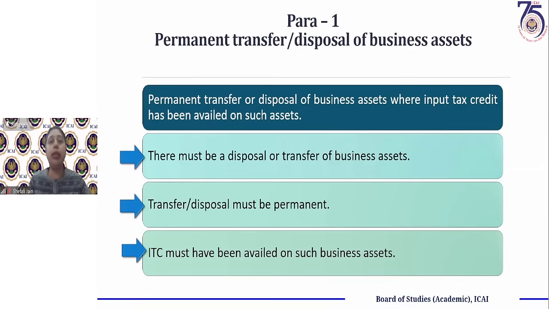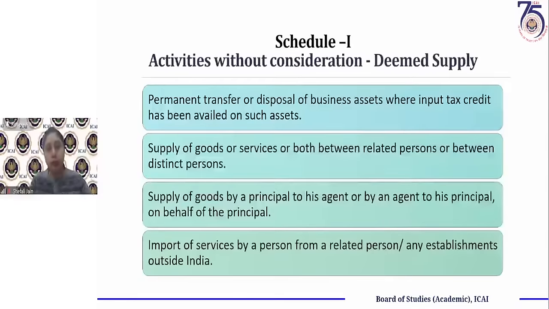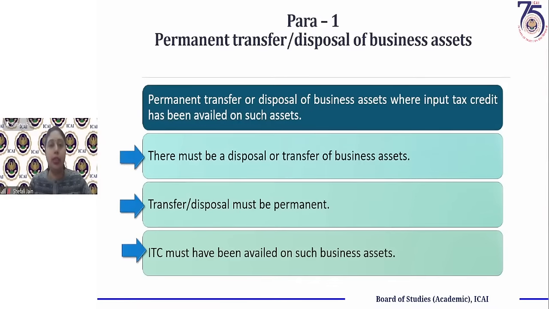The second thing in your mind should be that the business test is satisfied. That means the activity is being carried out in course or furtherance of business, and the supply should be of goods or services. The only thing which is absent is consideration. And then we have to see which particular types of activities come under Schedule 1, which will be considered as supply even if consideration is not there. Please mind my words: these are the activities which will be deemed as supply even if consideration is not there. The only thing is that they are in course or furtherance of business and they are supplies of goods or services.